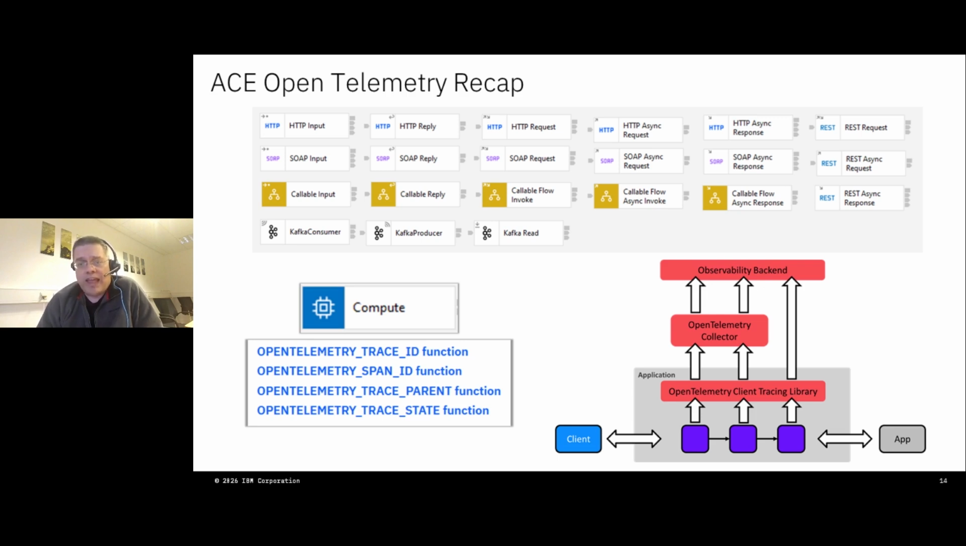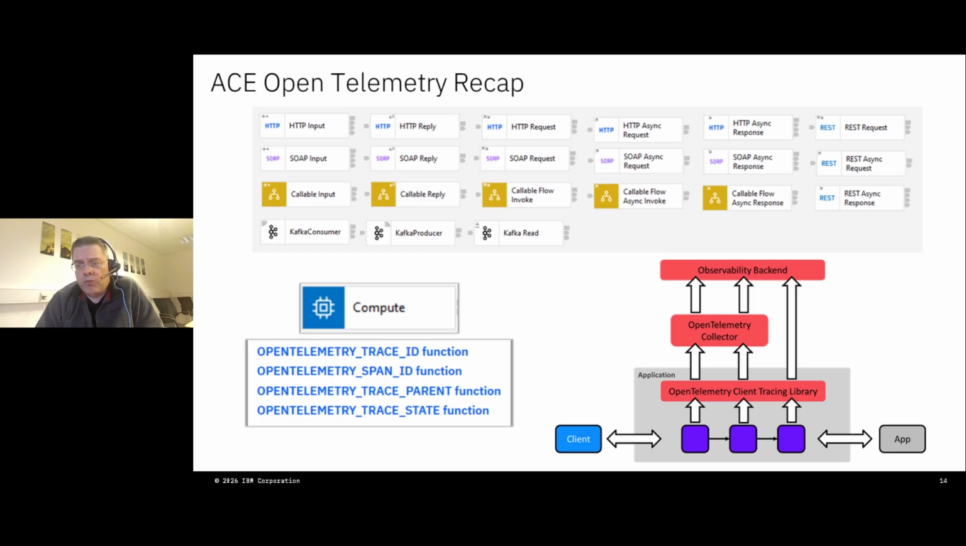In all of these cases, we're carrying open telemetry information inside the header of messages which are being exchanged. And open telemetry tracing is enabling us to see at a glance the amount of time or the span which is spent inside different products.